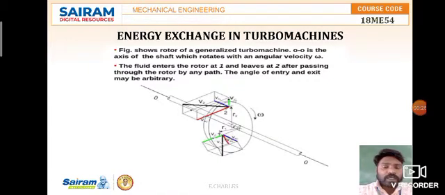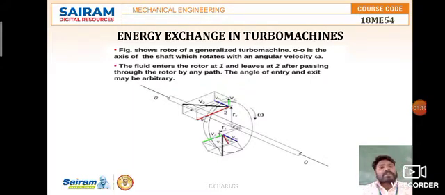The figure of the generalized turbo machine rotor is shown on the screen. There is a shaft, OO, which is the axis of the shaft, and it rotates with an angular velocity omega. For example, if you take a turbine, it consists of a shaft and a series of blades, and the entire setup, the stator and rotor, is nothing but the impeller. Water comes and strikes the turbine blades, and the entire blade will rotate. Because the blades are mounted over the shaft, the shaft also will rotate.